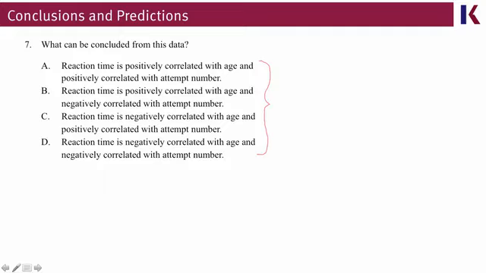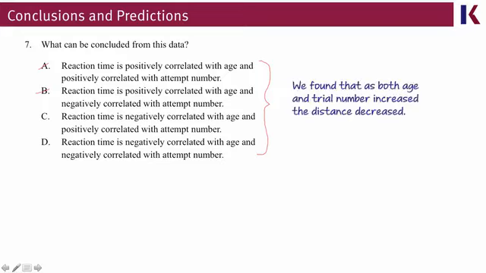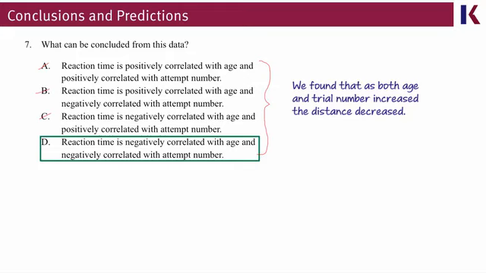The relationships we identified are that as age increases, reaction time decreases, and that can be described as a negative correlation. So we could immediately cross out answer choices A and B. They describe the relationship between reaction time and age as a positive correlation, which is an opposite answer choice. The other trend apparent in the table is that as trial number increases, reaction time will also decrease. And that's again a negative correlation, so we could remove answer choice C, and answer choice D is the correct answer.